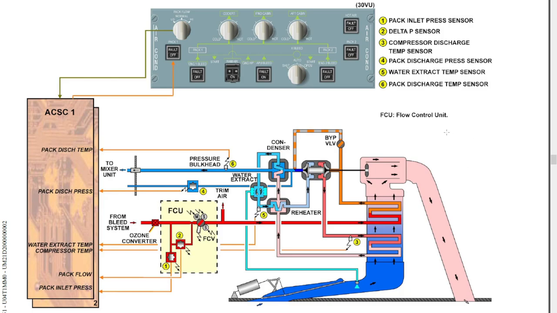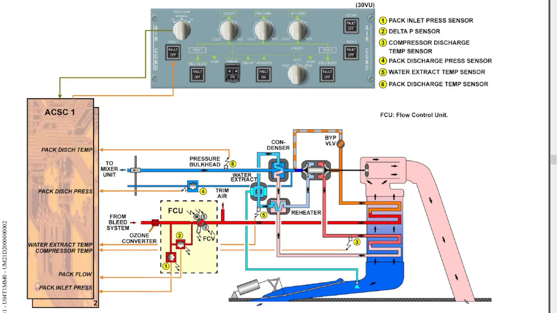Number one pack is mainly controlled by air conditioning system controller 1. Number two pack is controlled by air conditioning system control computer 2. So all the sensors in pack 1 give their feedback to air conditioning system controller 1. All the sensors in air conditioning pack 2 give their feedback to air conditioning system control computer 2.